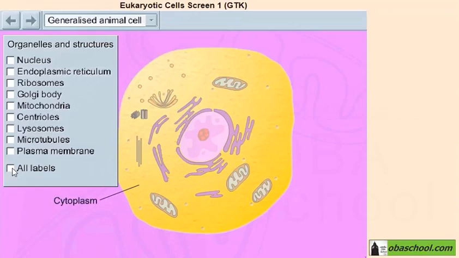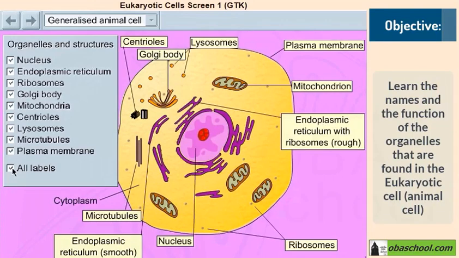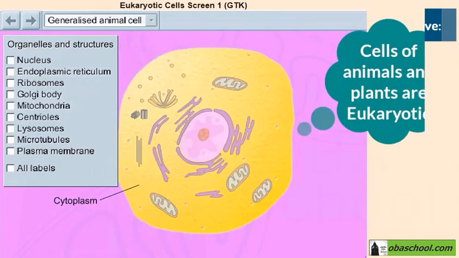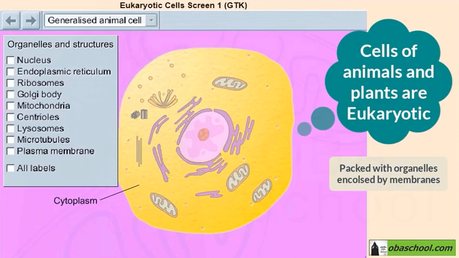Hello everyone! The main objective of this tutorial is to learn the names and the functions of the organelles that are found in the eukaryotic cell, or the animal cell. The cells of animals and plants are eukaryotic, as everybody knows, and these cells are usually packed with organelles enclosed by membranes or sometimes by a double layer. And these cells have a nucleus which contains the DNA. So let us see together in detail the structure of an animal cell.